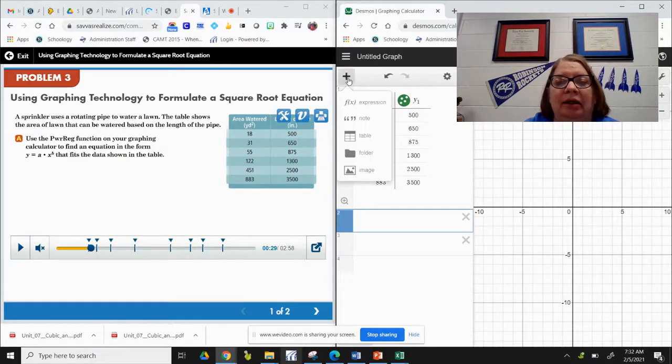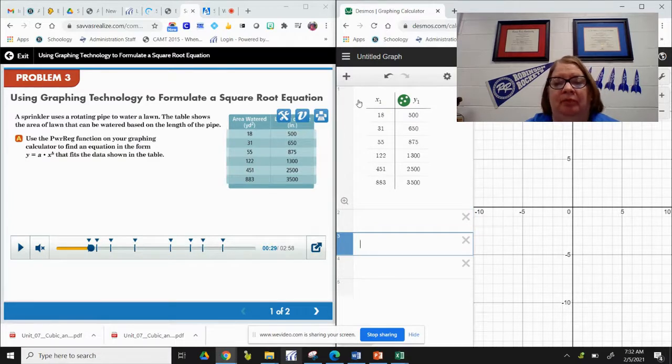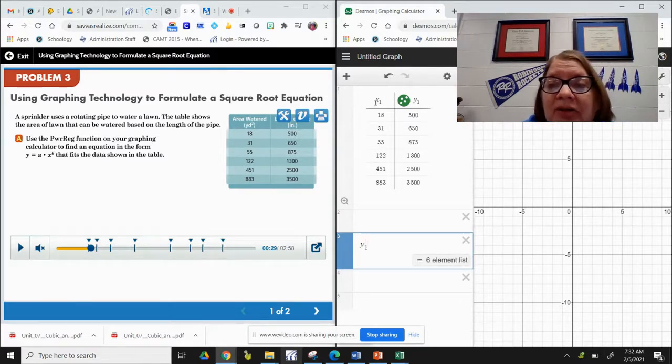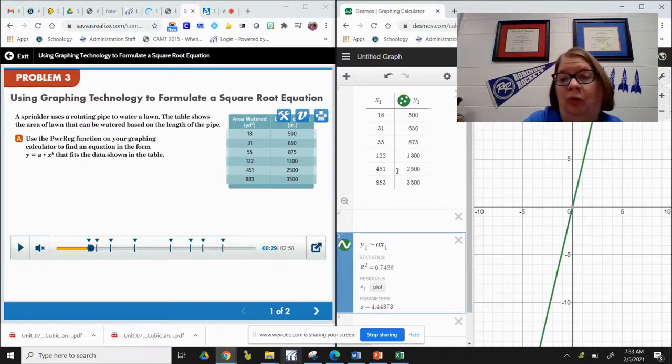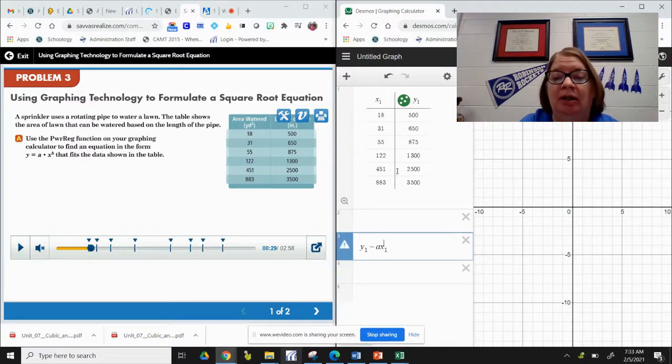Then I'm going to add an expression. When you add that expression, it's going to be y, and then this little tilde mark. Oh, sorry, y1. Look in your table. Do you see how these are labeled x1, y1? If you have more than one table in at a time, it might be x2 and y2 or x3 and y3. You want to make sure that your numbers match. This is my only table, so I have x1 and y1. Okay, and I have a times x1 raised to the power of b.